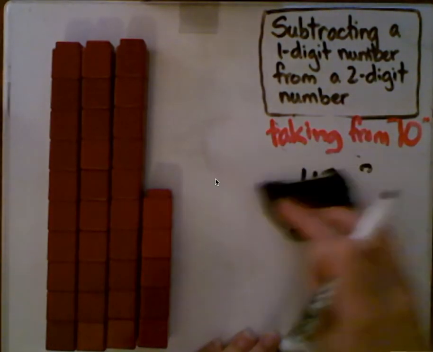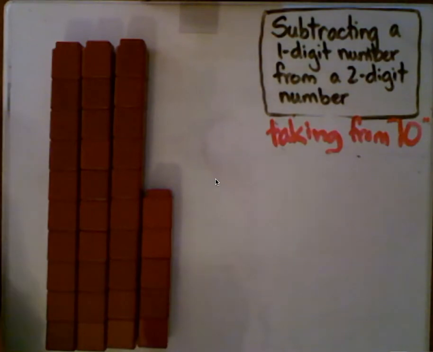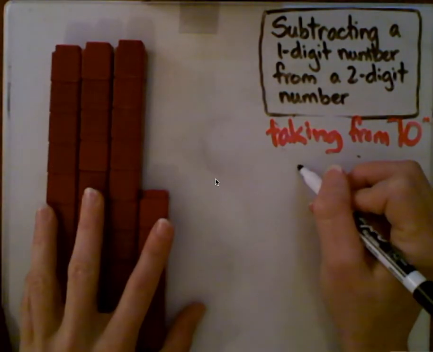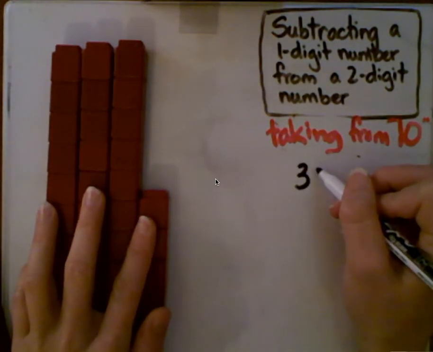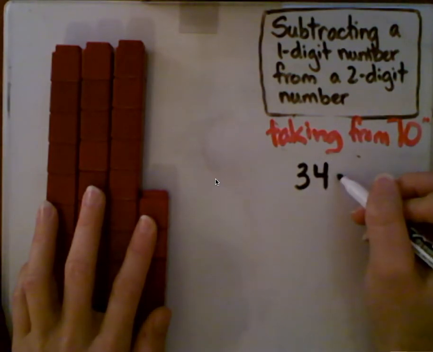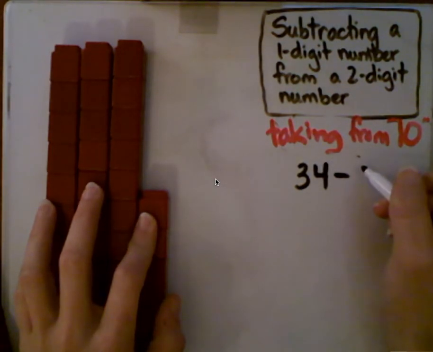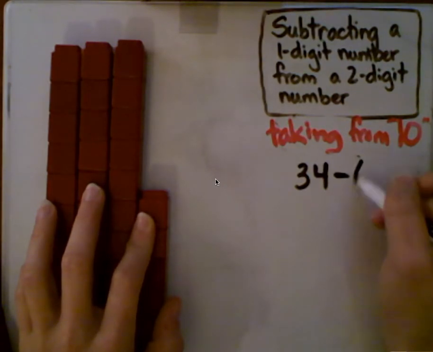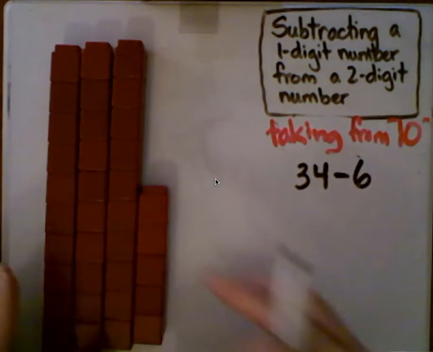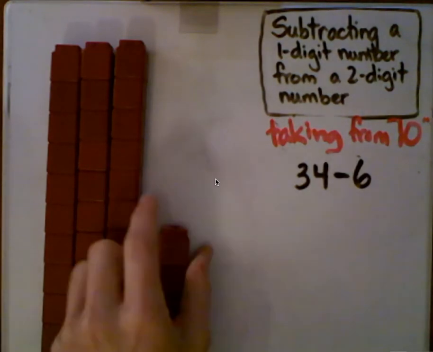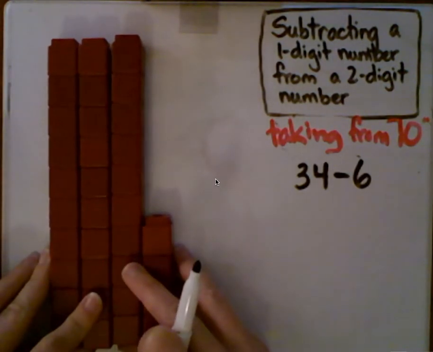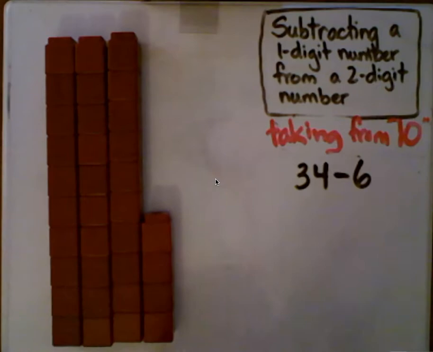So let's just do one more. And this time, I'll put the problem up. Trying to decide what to do for you. Make it a little bit more challenging. Let's do 34 minus 6. I can't take 6 ones from these 4 ones, so think about that.